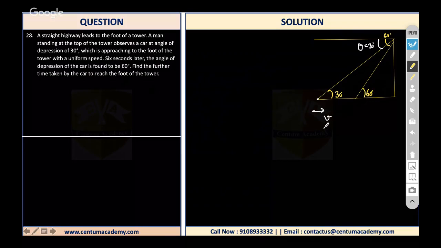So this is 6 seconds later. So hence this distance is nothing but v into 6, or 6v. Distance is equal to speed into time, right? So speed into time, 6v, where v is in meters per second. Now you have to find out what? Find the further time taken. So let's say here the time taken is t. So hence this distance is vt. Okay, so now it's similar to the previous problem.